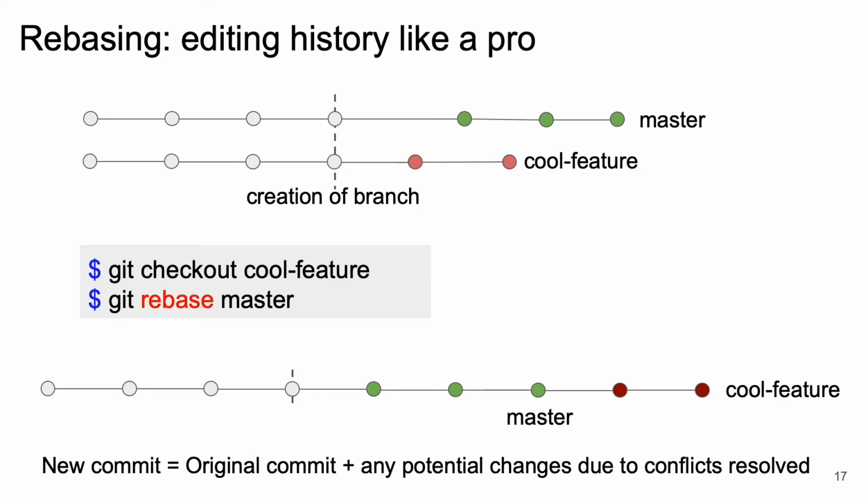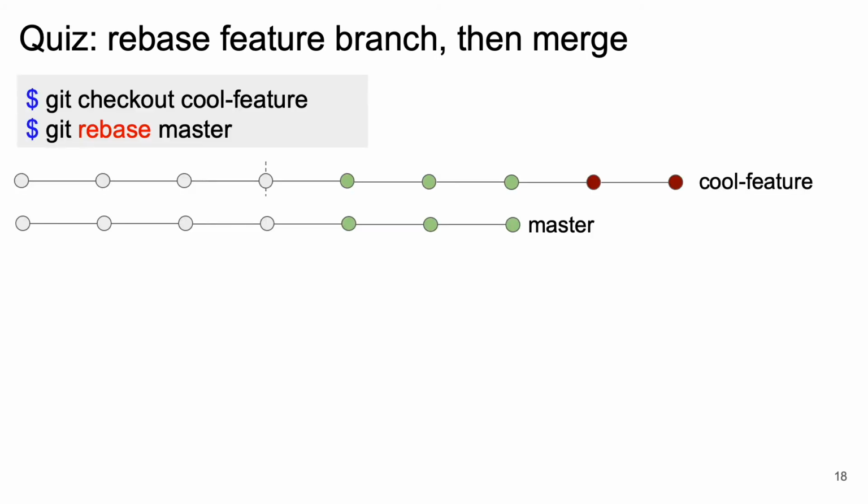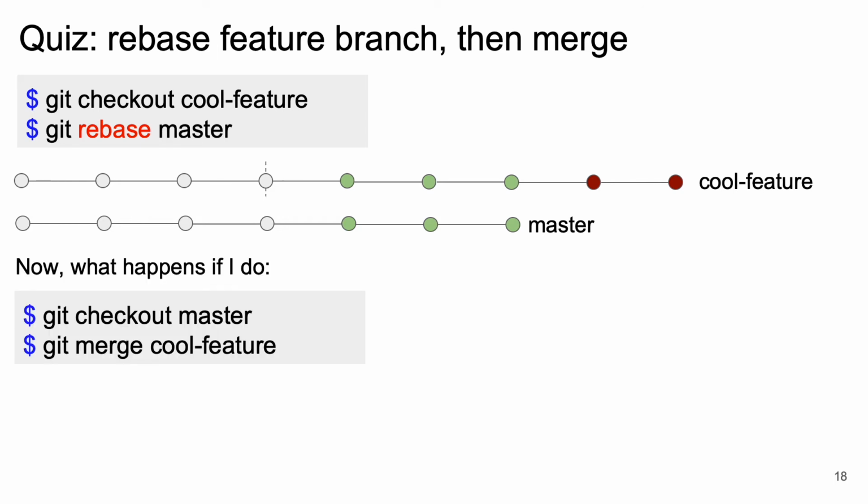Okay, so here's a small question. So I have done git checkout cool feature. So I'm on the cool feature branch. I've done the rebase, and so my cool feature branch is on the tip of master. Now, what happens if I go to master and I say git merge cool feature? Will there be a merge commit or not? How many people for a merge commit? How many for no merge commit?